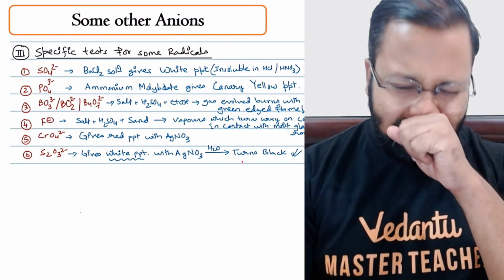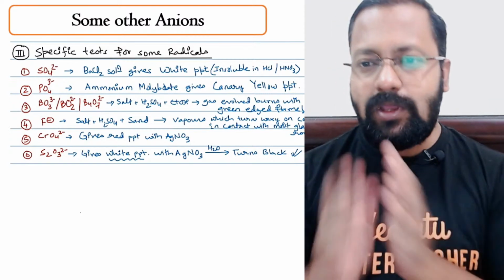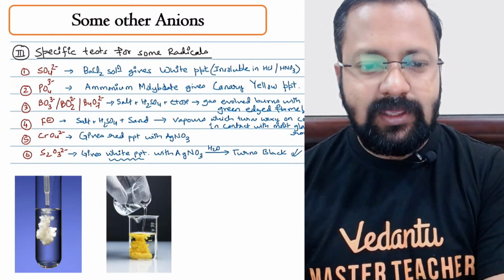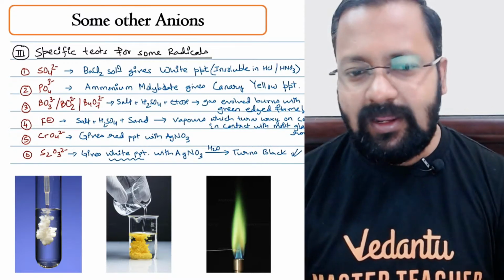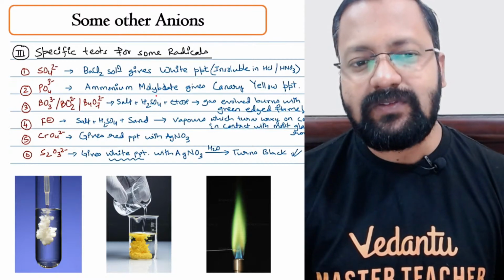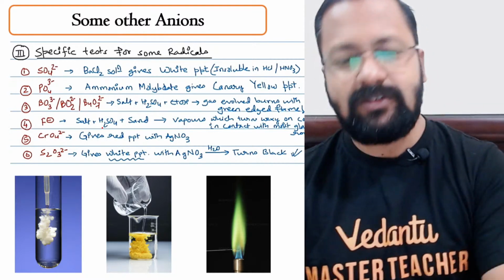Okay, let's start today's session with the first question. These things we had discussed earlier. The first one is for sulfate, the second one is for ammonium molybdate, the third one is for borates.